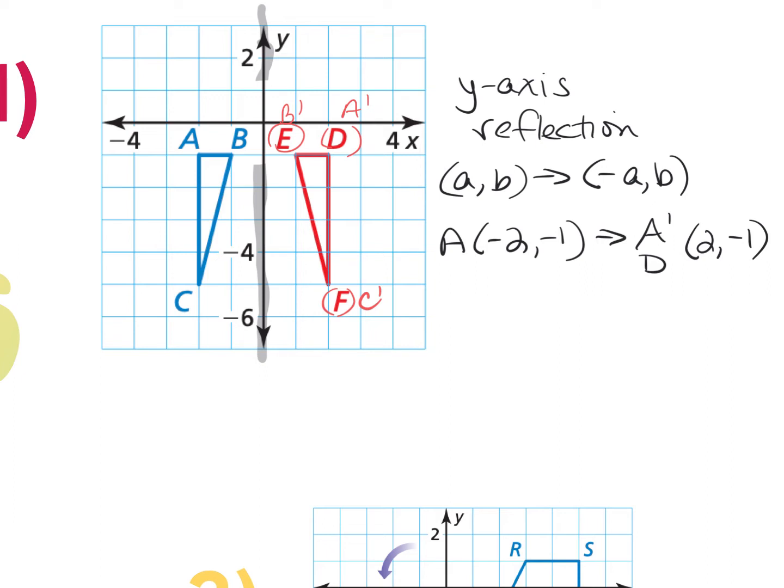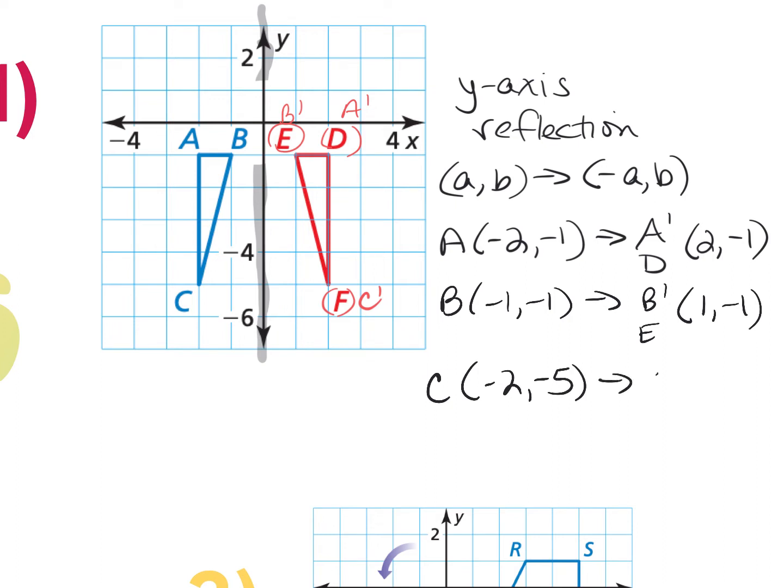Now for B, my original B is the ordered pair -1, -1. So again, my new B, and in this particular case, it's the E, I'm going to change X to the opposite, Y stays the same. For C, -2, -3, or -5, sorry.